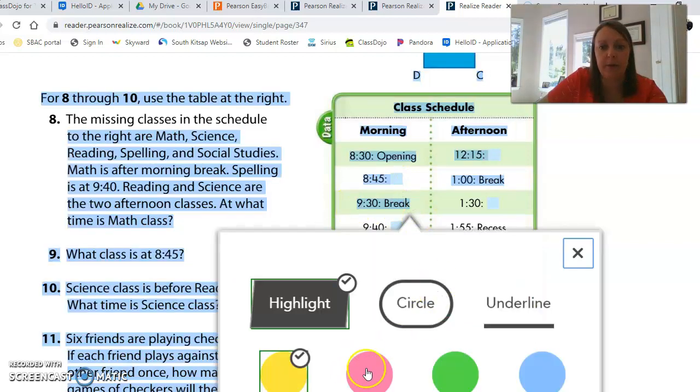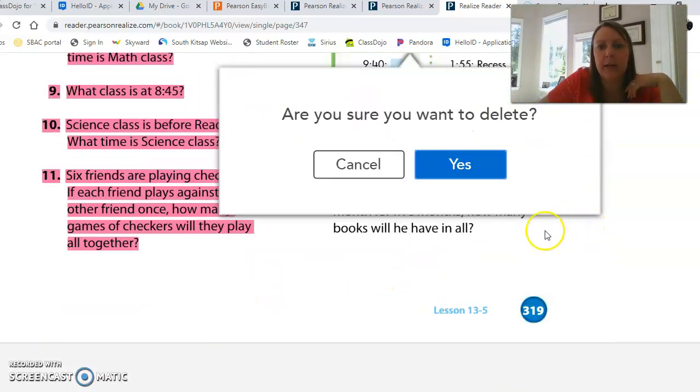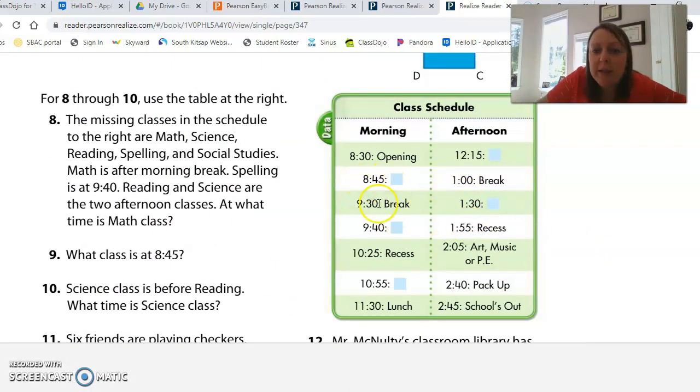Oops, I just highlighted the whole thing. Oh no, that is not what I meant to do. Delete those highlights. So if math is after this AM break, but I know that spelling is right here, what time is math class? Good job. Number 8, math is at 10. Good job. Okay, now, but what class is at 8:45 in the morning?